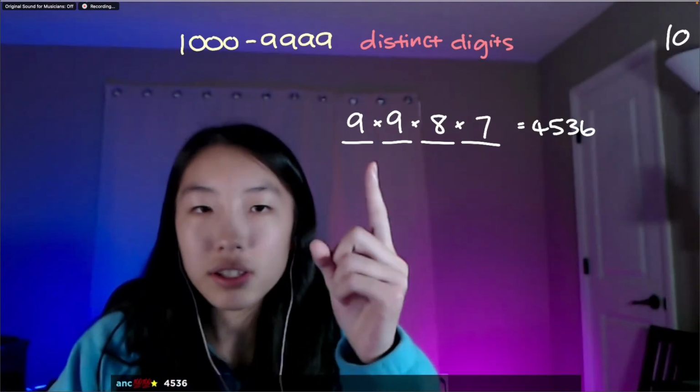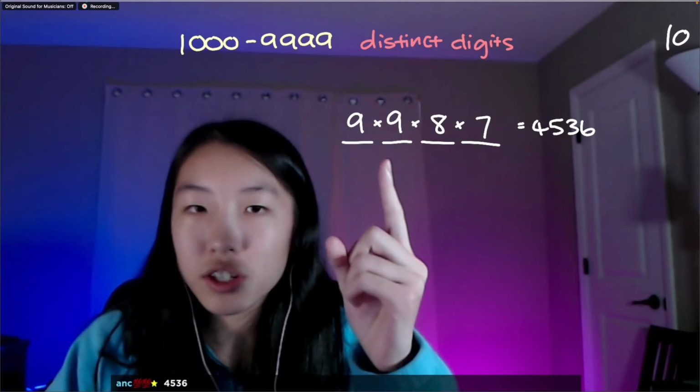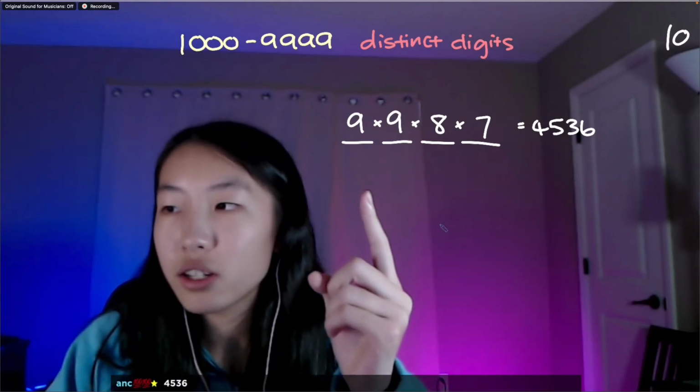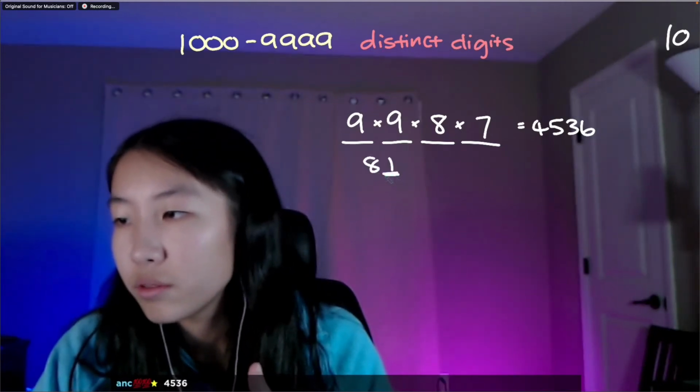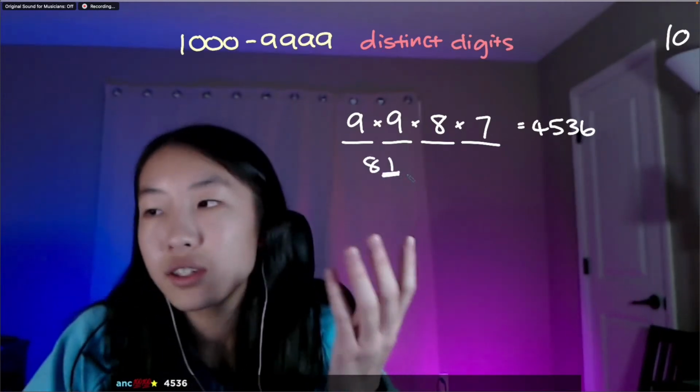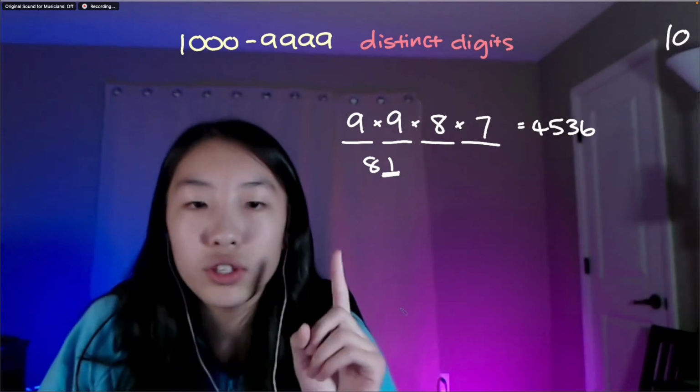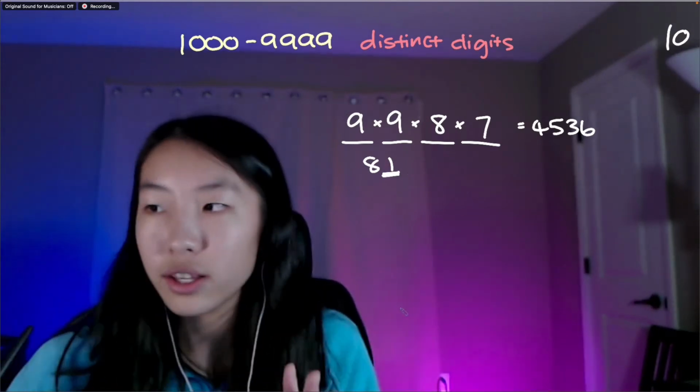And so one thing let's notice, this is 9 times 9. That's going to be 81. But notice that the units digit of 81, that's 1. And that means we can ignore the tens digit for now, because we're just solving for the units digit first, and you'll see why later.